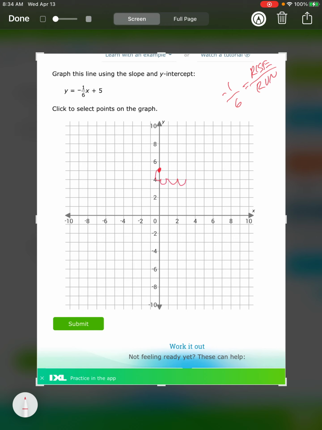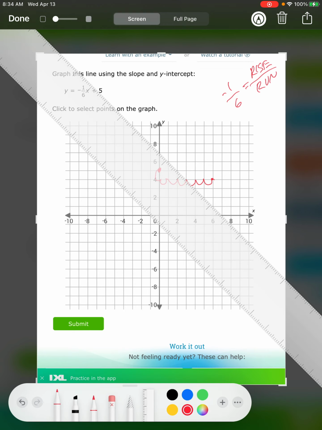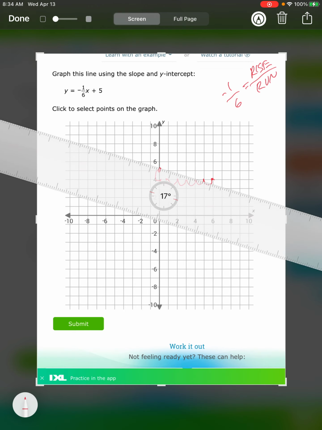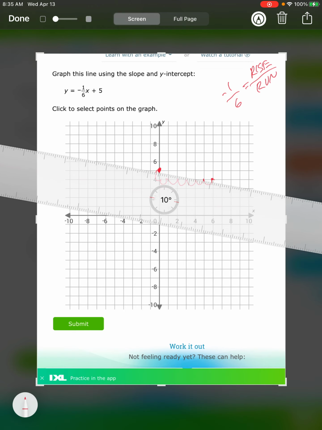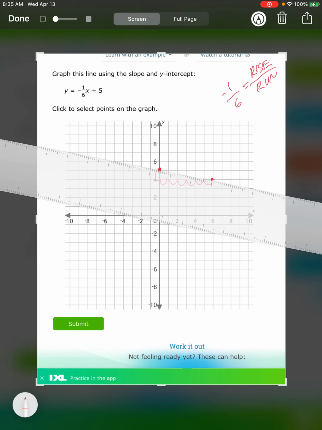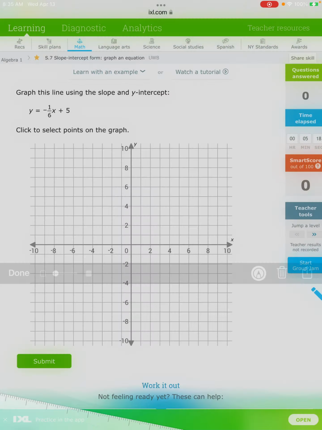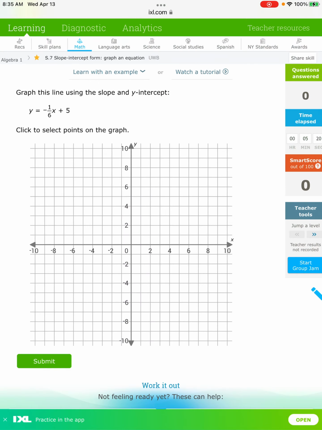1, 2, 3, 4, 5, 6. And then I would put my point here, and then I would use my ruler to try to make this as straight as, whoops, that's not very good, right? And then I would submit it. But you don't have to do this because you have the feature of the app.